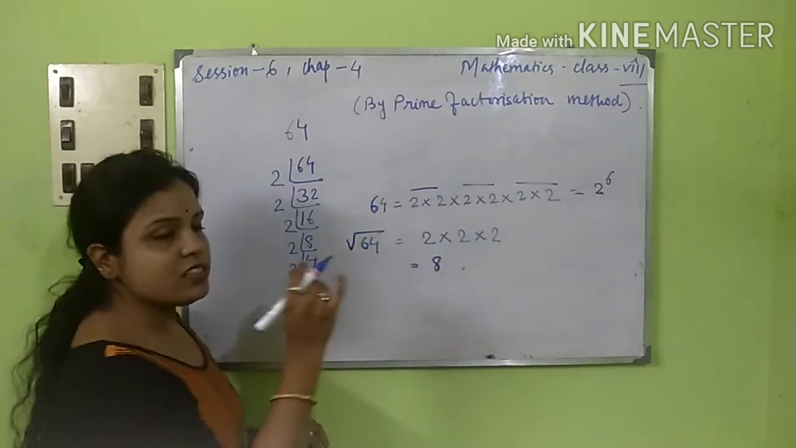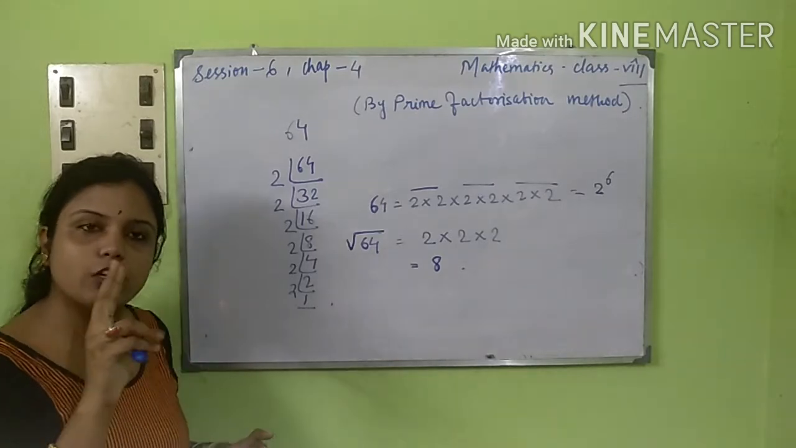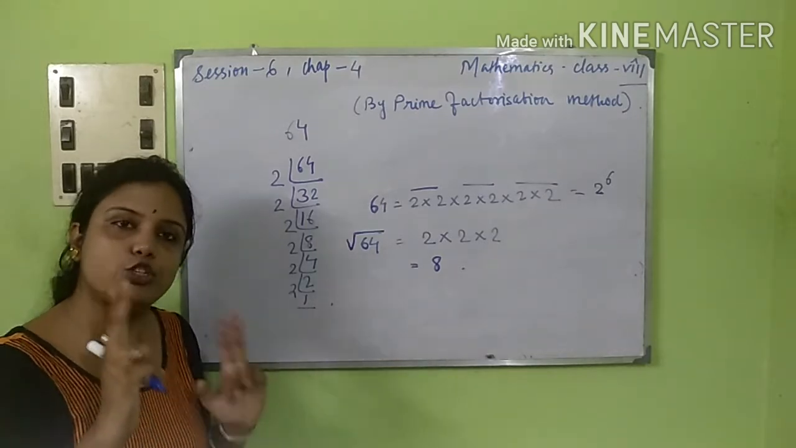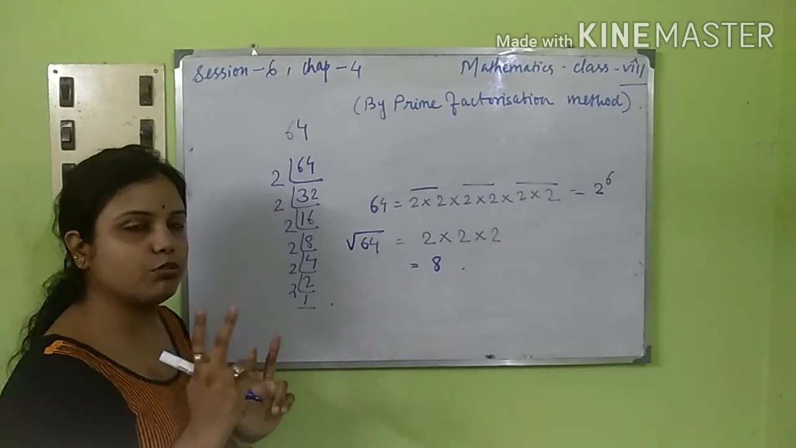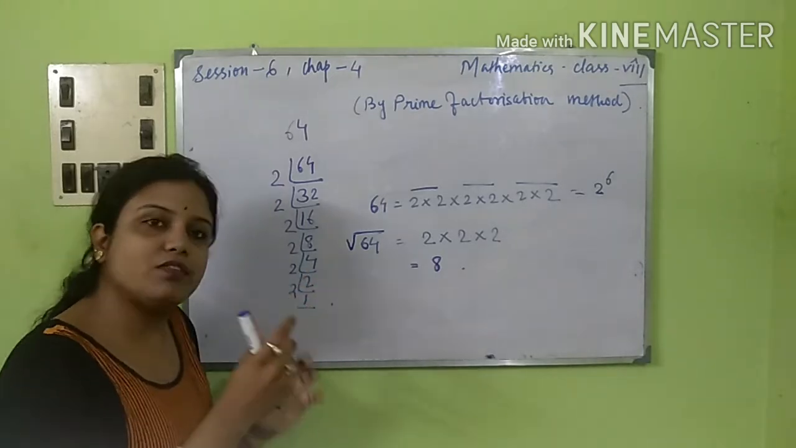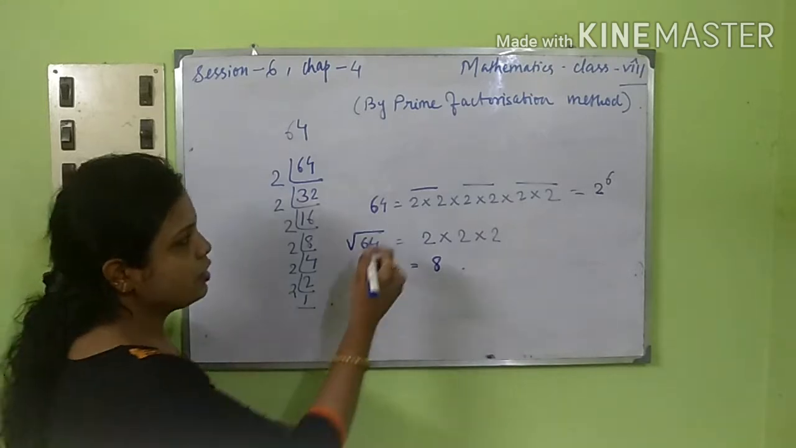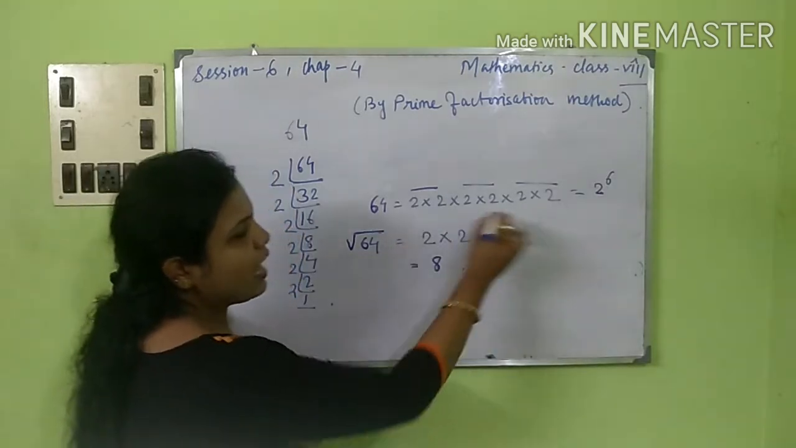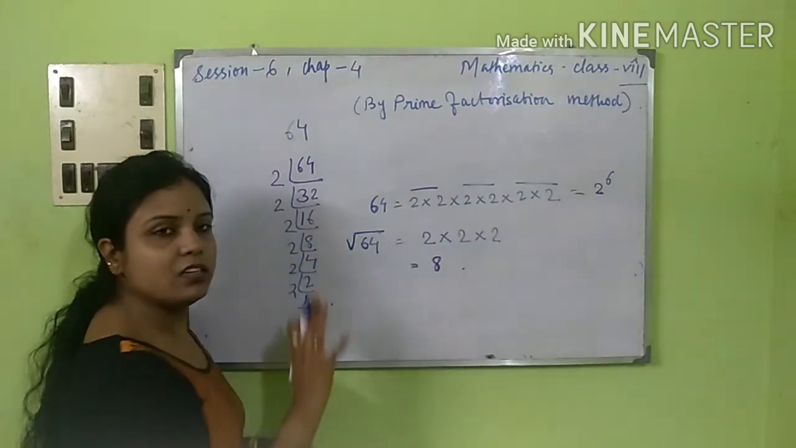We are doing square root. Square root means what? 2. The power is 2. So whenever we write 2, that means a pair of numbers will be taken, a pair of the same type of numbers. So here all of them are the same. All the digits are the same here.